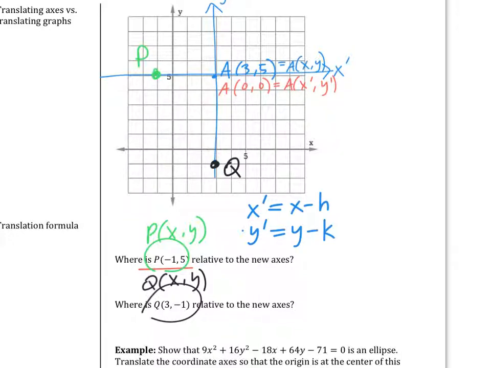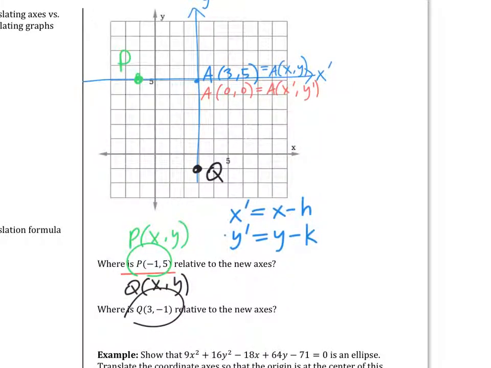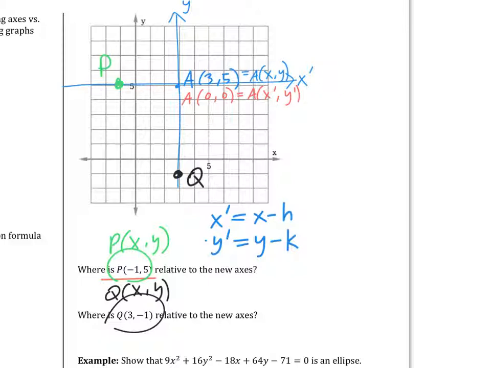To get from the old coordinate to the new coordinate, you subtract. And then same thing, if you're going to get from the new coordinate to the old coordinate, you just add.